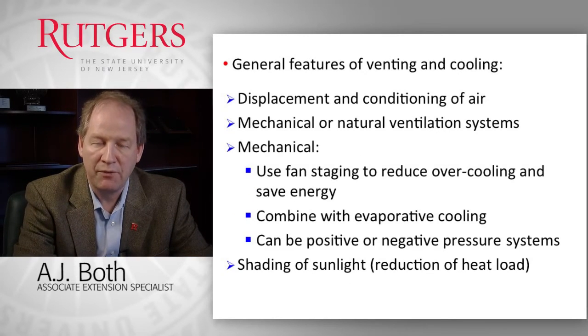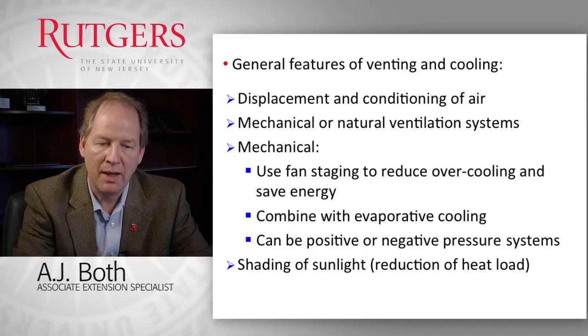So the general features that we find in ventilation and cooling systems is that we displace and condition the air that's involved in this process. We can do that with a mechanical or a natural ventilation system. In a mechanical system, we use fans, mechanical fans that are driven by electricity, by electric motors, to produce the right temperature, and we can use fan staging to reduce the overcooling and provide additional energy savings. So by staging the number of fans we run in a mechanical ventilation system, we can make sure we always provide the right amount of ventilation. We don't overventilate, we don't underventilate.